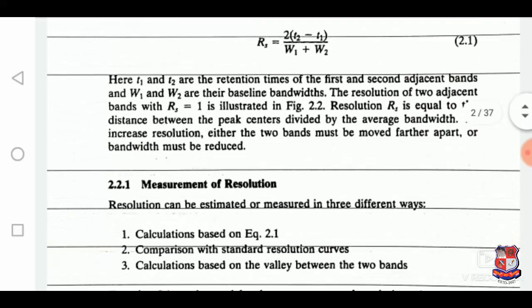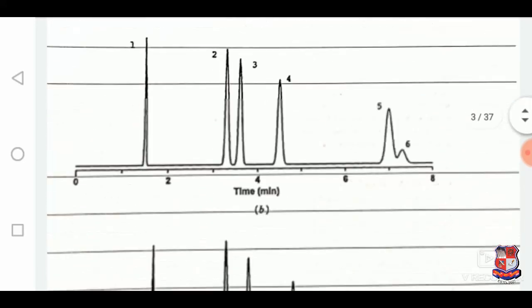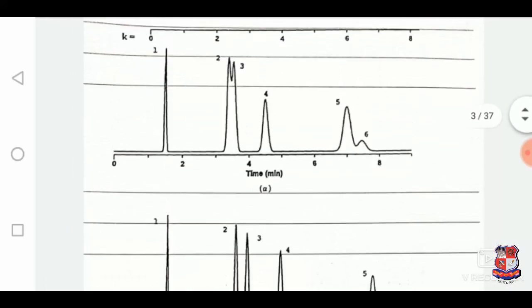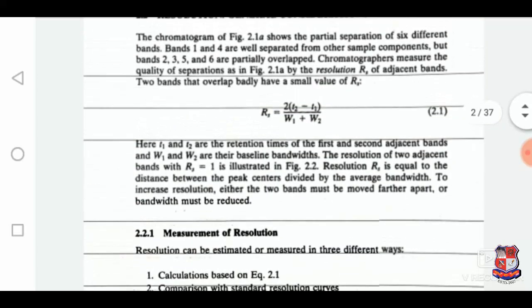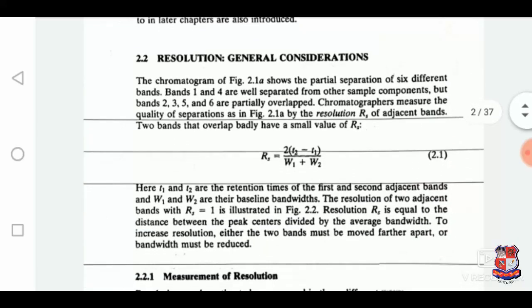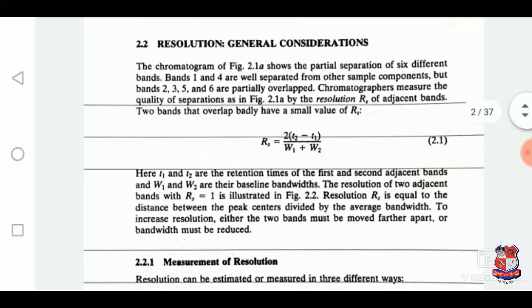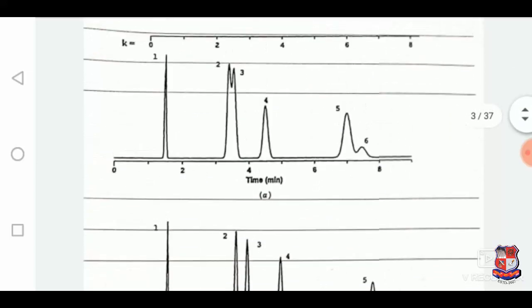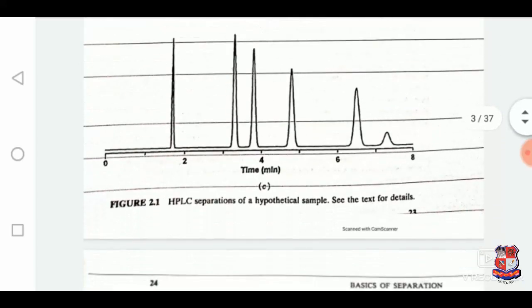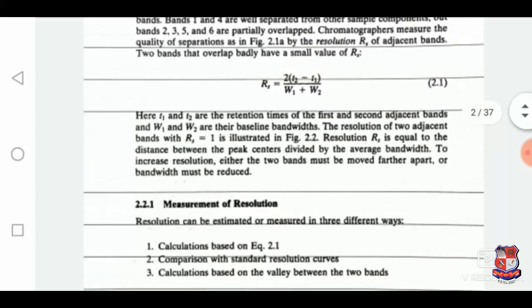The chromatogram, figure 2.1a. This is a chromatogram. This is how it looks like. So what does the resolution tell us about that? This figure shows the partial separation of 6 different bands, band 1 and band 4. Partial separation is there.